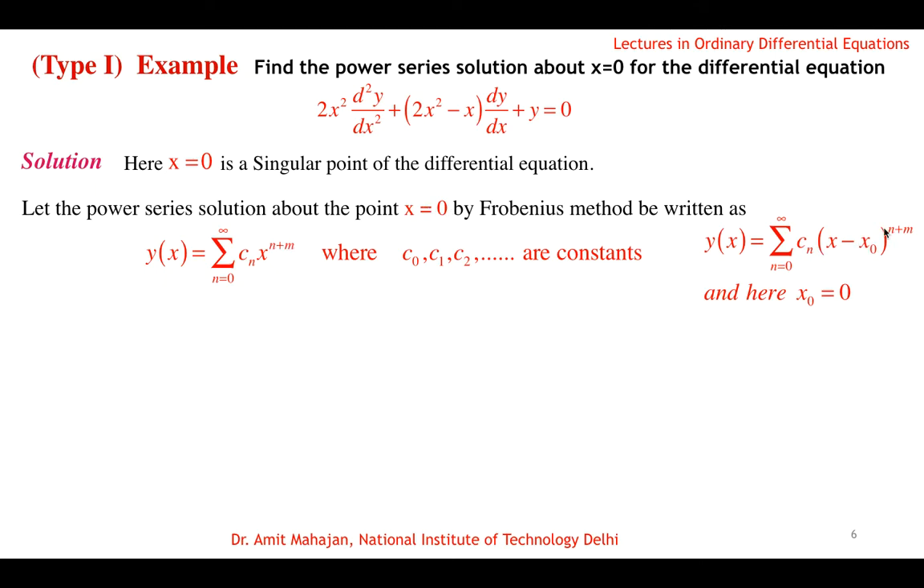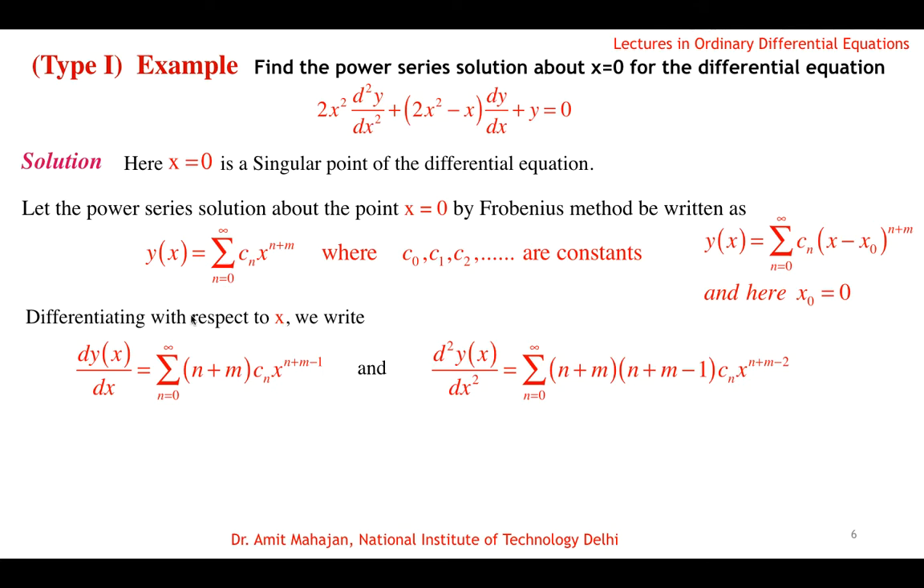Okay, this is the solution and x naught is 0, so x power n plus m, where c naught, c1, c2 are constants and m is also an unknown number which we will calculate in the process. Okay, so the first step is that we calculate the first derivative of this, the second derivative of this, and then plug all these things in here.